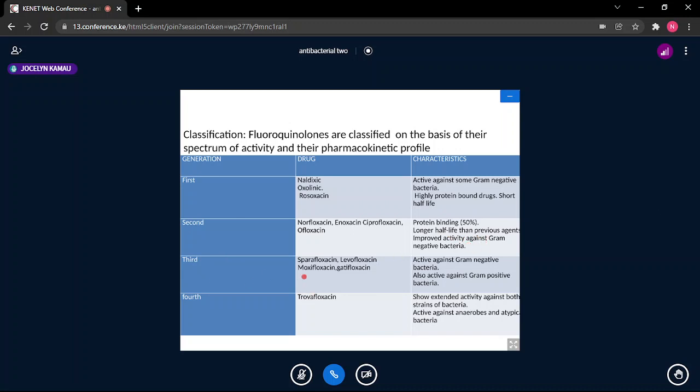Then from there you get to the third generation, and you have sparfloxacin, levofloxacin, moxifloxacin, gatifloxacin. Again, because these compounds have structural resemblance, you can see their suffix is adding oxacin.